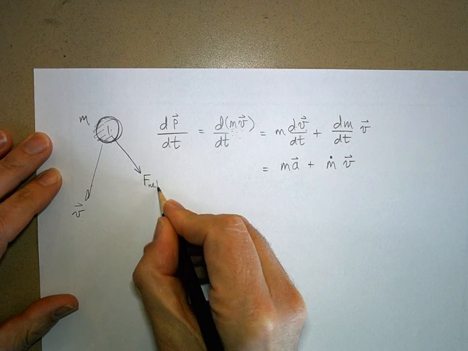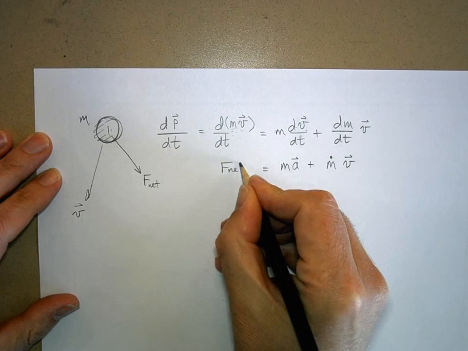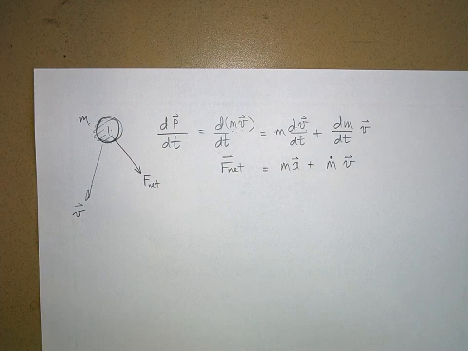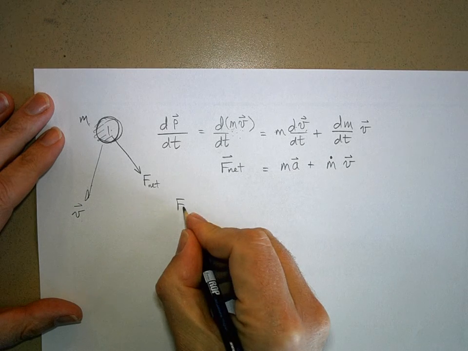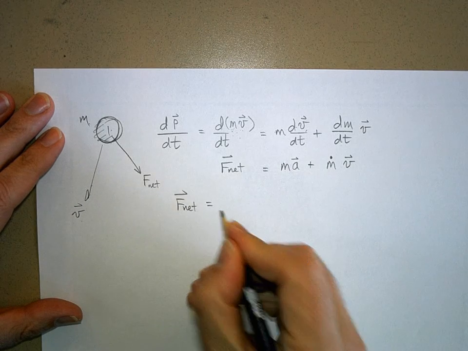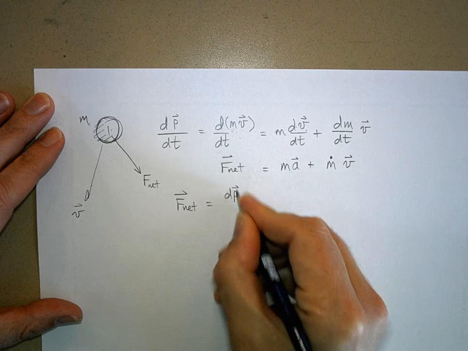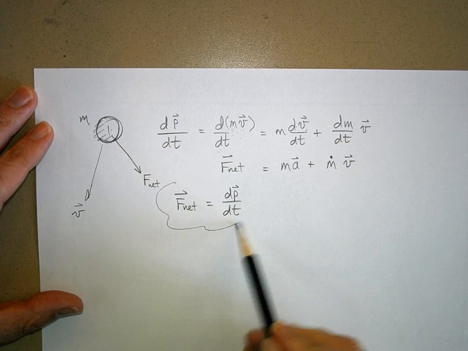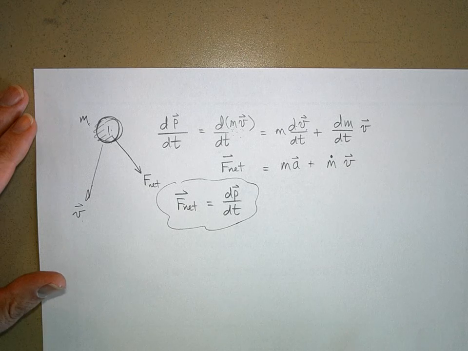Okay. Now, here's my force. This is what a net force actually does. This is Newton's second law. Newton's second law really is this. The net force is equal to the rate at which momentum changes. Newton's second law right here. No more modification needed. This is it.